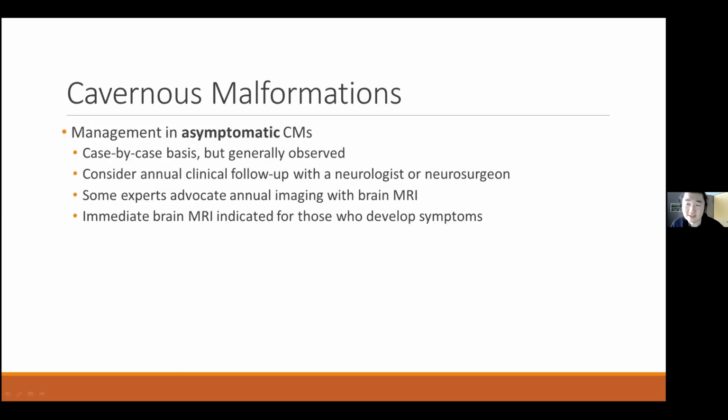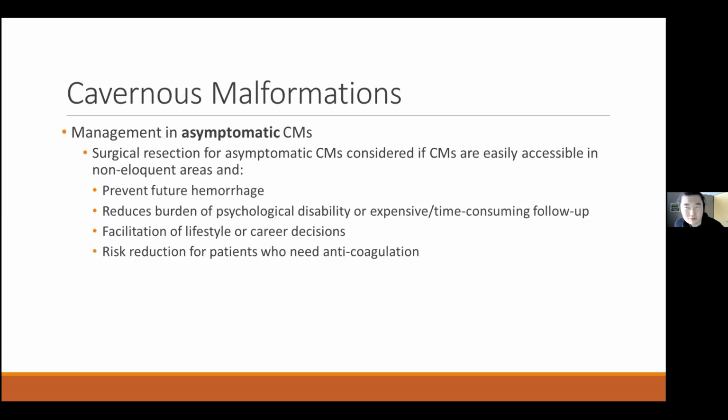So in terms of management, starting with asymptomatic cavernous malformations, they are typically found incidentally, and generally these are observed regardless of location. They're typically followed up annually, and some experts advocate annual follow-up, but certainly more urgent re-imaging if there's development of new symptoms. Surgical resection can be considered in asymptomatic cases if they're easily accessible and in non-eloquent areas, especially if you have a patient with certain characteristics, whether it's related to a job, needing to be anticoagulated, or a very substantial psychological burden from knowing about a cavernous malformation. Those are cases where you can consider intervention.